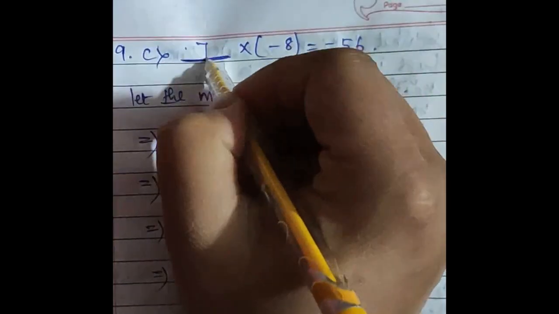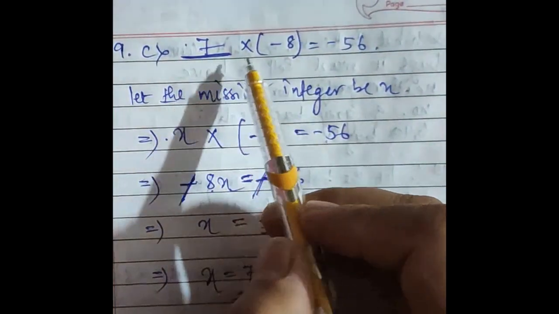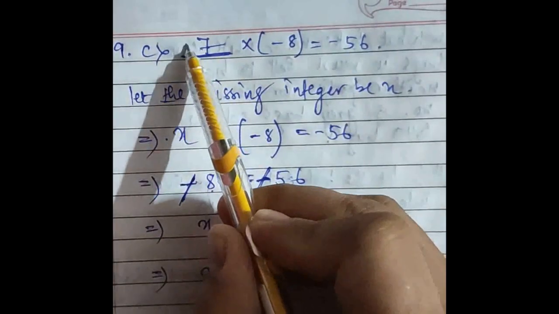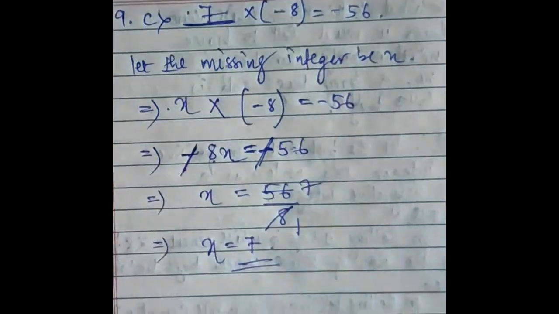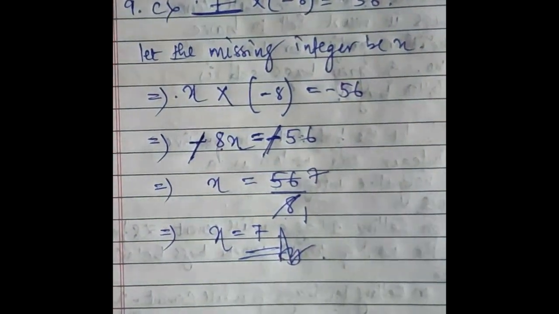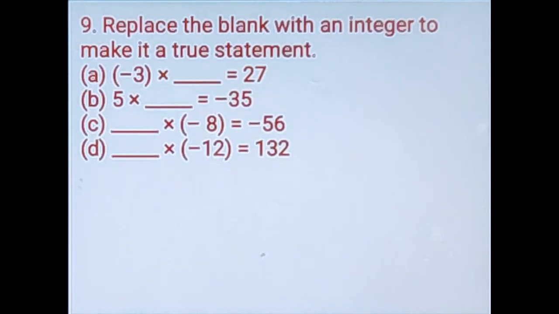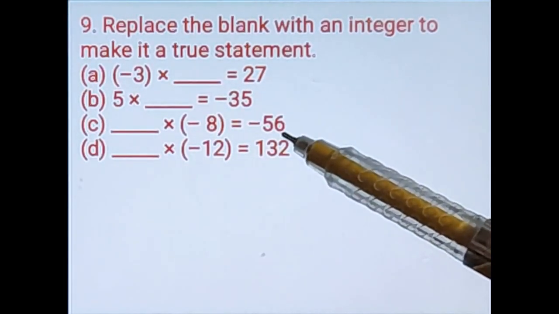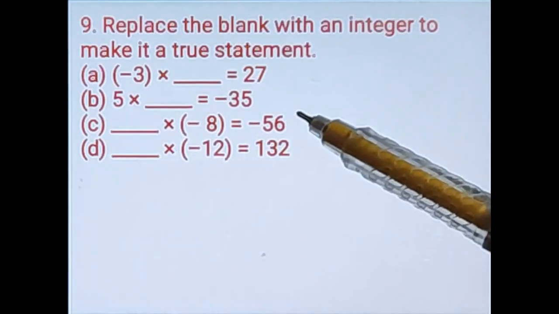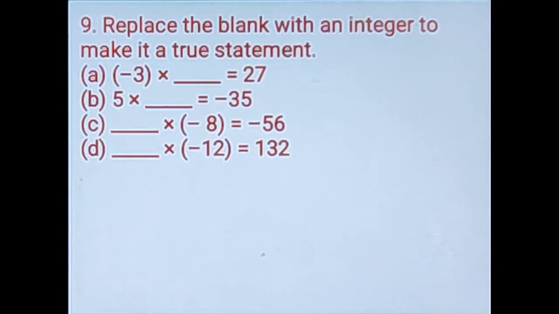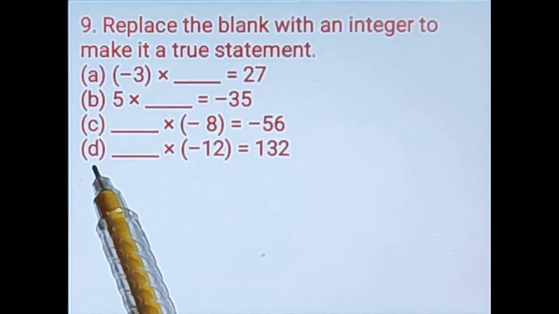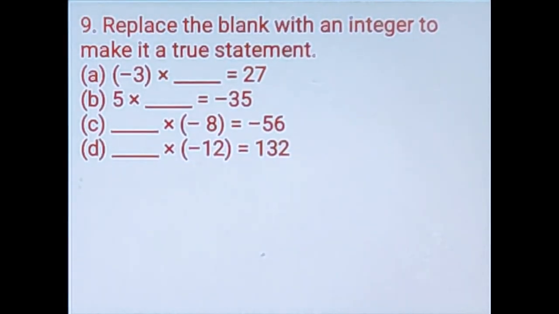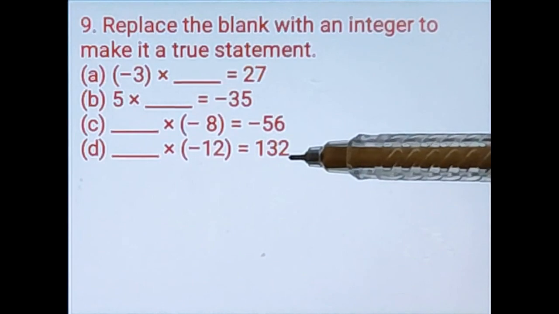So in place of the blank, if you write 7, cross check whether it is correct or not. 7 8s are 56, and plus into minus is minus. So this is your answer and this is correct. So students, we have completed till number C, 9C of exercise 1.3. I want you to do number D of exercise 1.3 in a similar way, using the same process and idea we have done, number 9D.